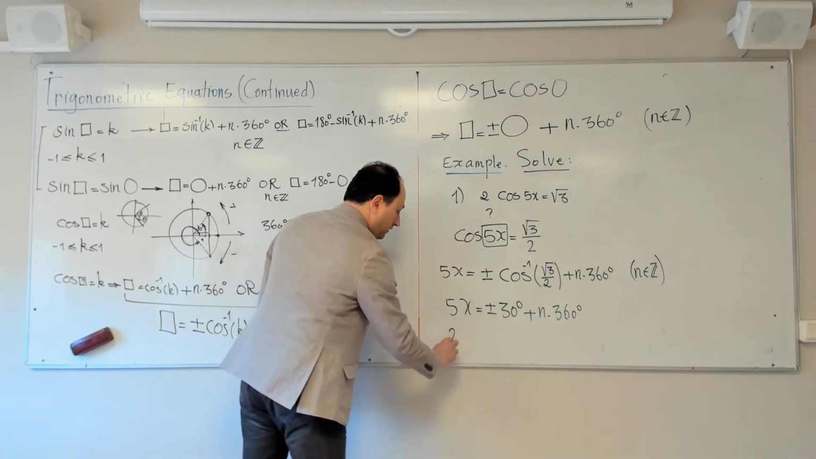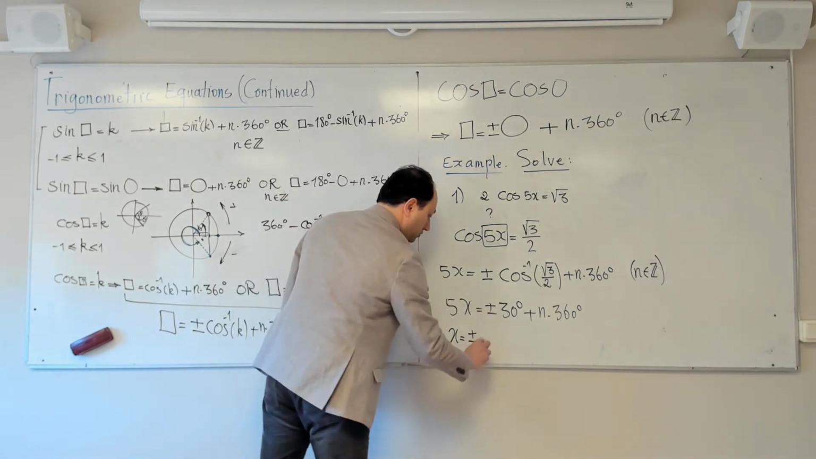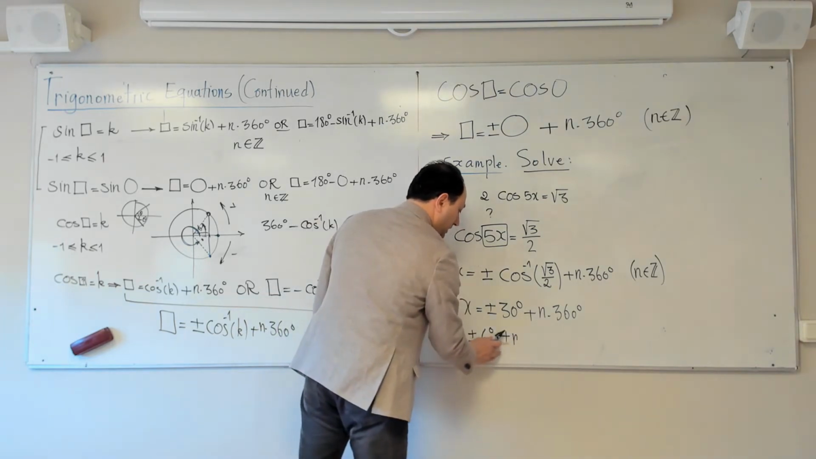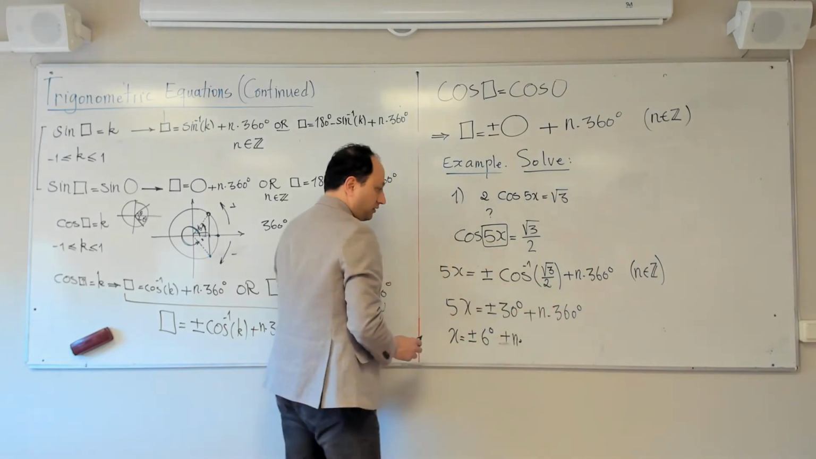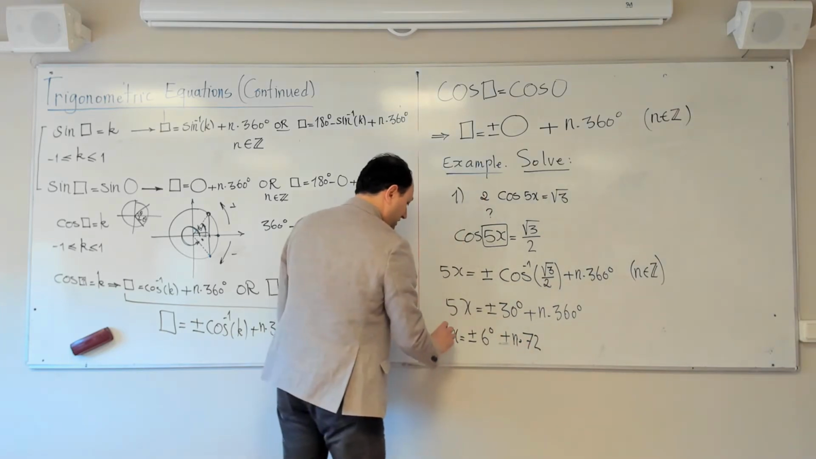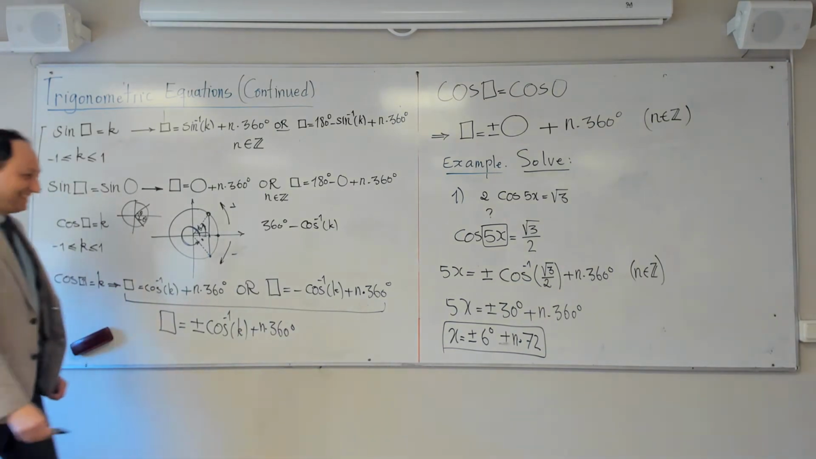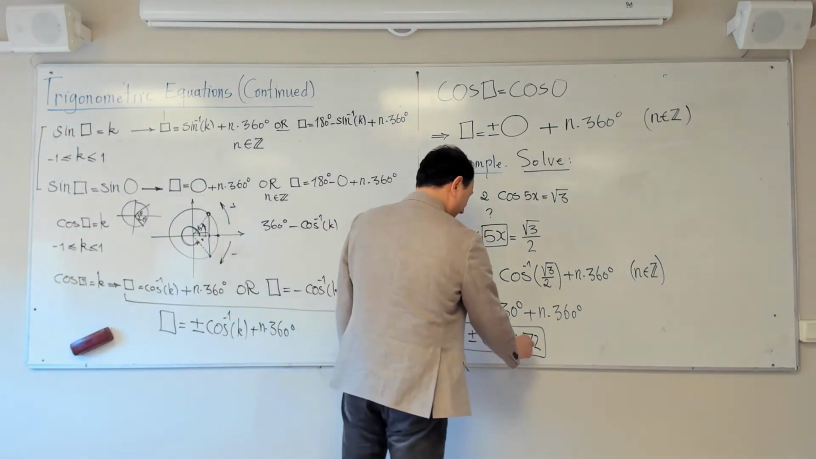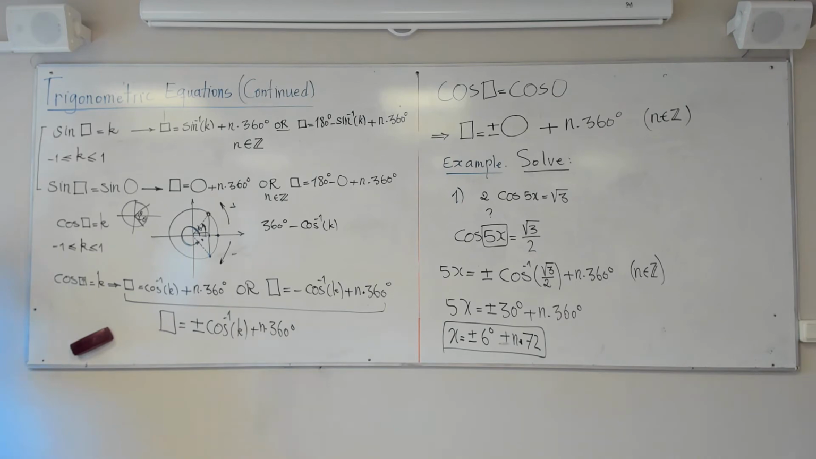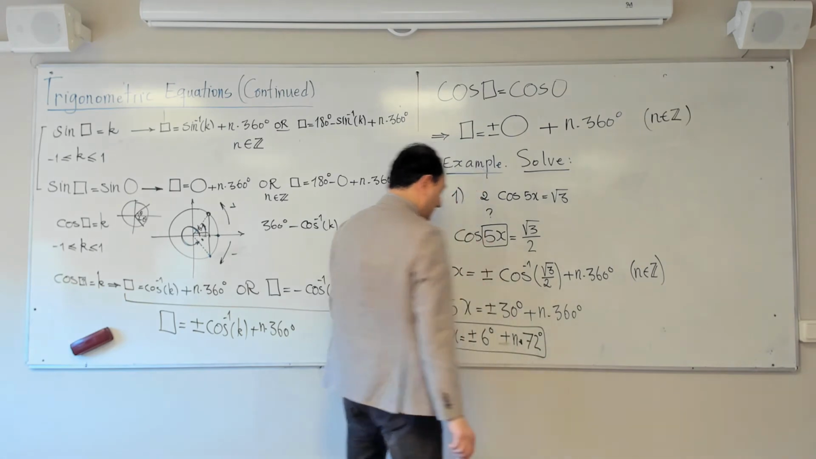Okay, I divide by 5 because I am not looking for 5x, I am looking for x at the end. So if I divide by 5, it becomes plus or minus just 6 degrees, plus n times this one divided by 5, which is 72. Yes? It's very close. So x is plus or minus 6 degrees plus n times 72 degrees. Oops, I have to put this degree. It's important.